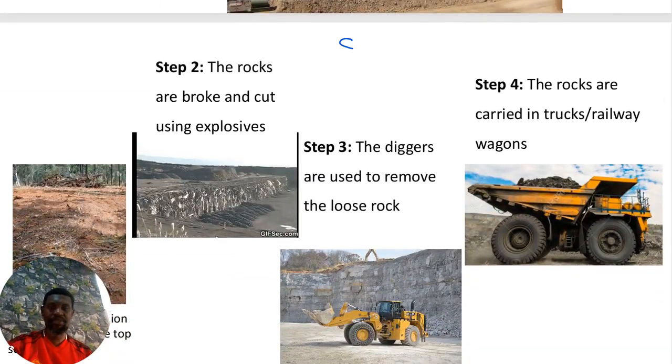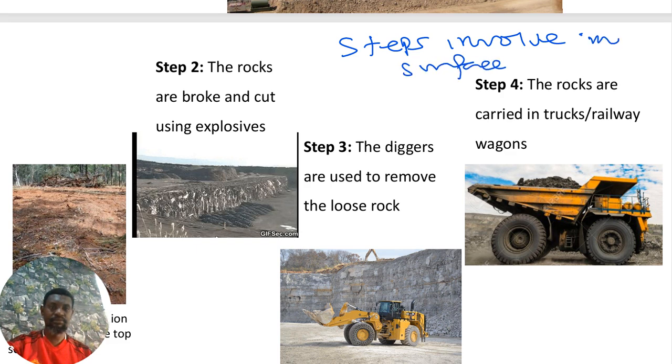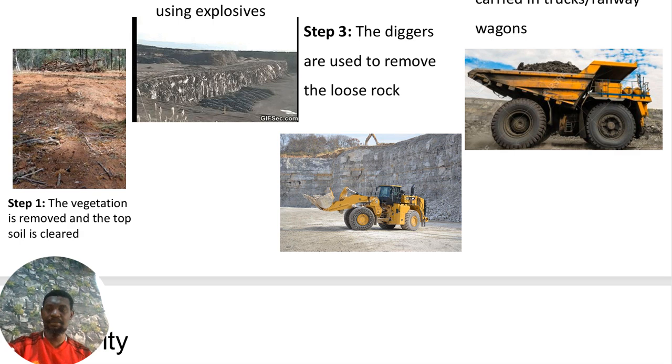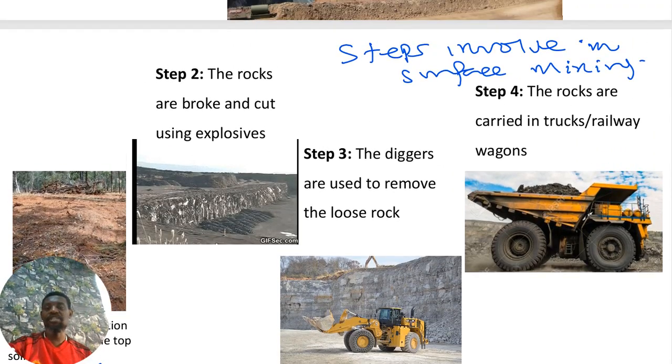Now, what are the steps involved in surface mining? There are four steps. The first step: once the mineral is located, you clear the vegetation. The vegetation here has been removed. The vegetation is cleared and removed from the topsoil. After that, you need to remove the overburden. So the first step is that vegetation is cleared and removed.